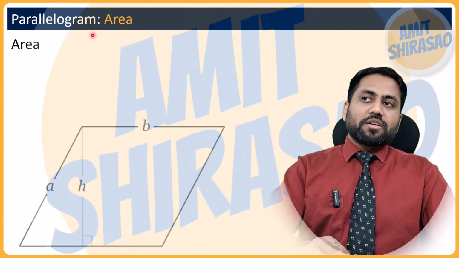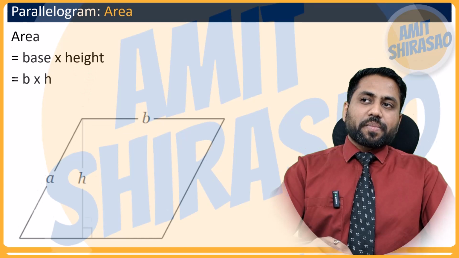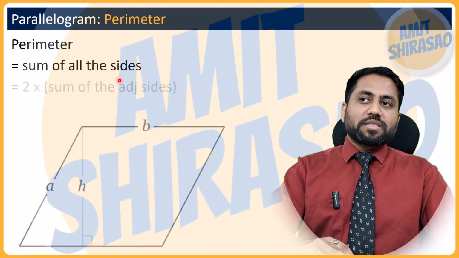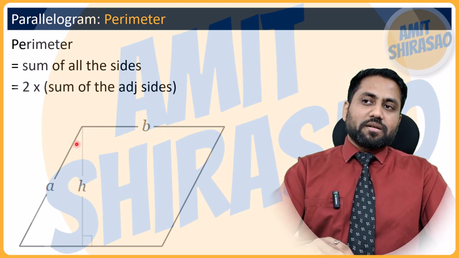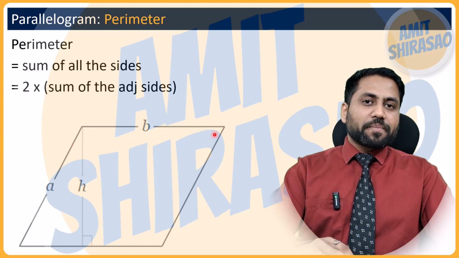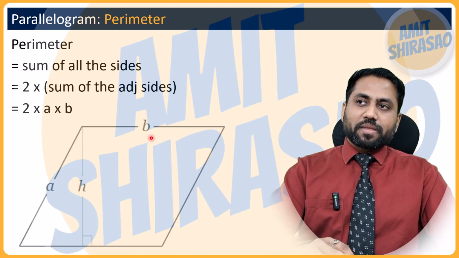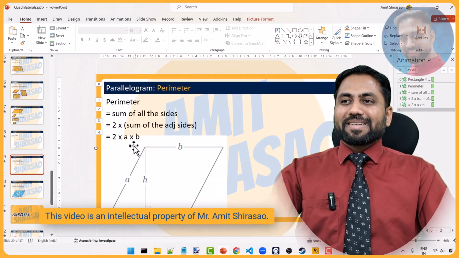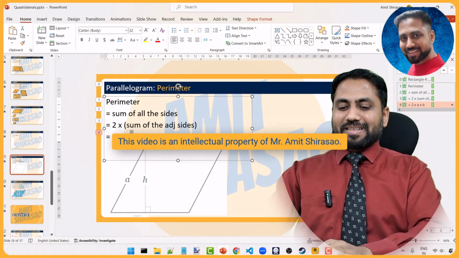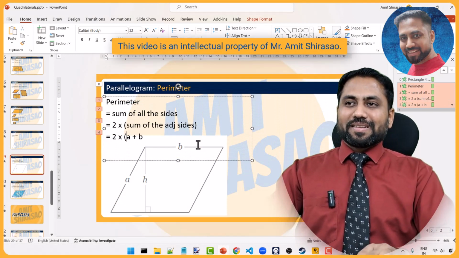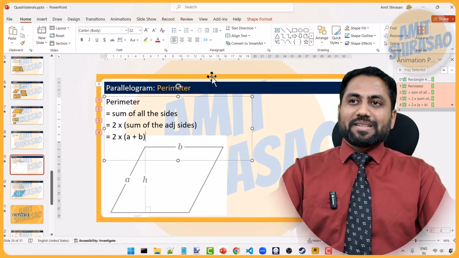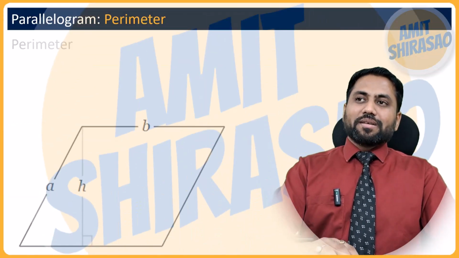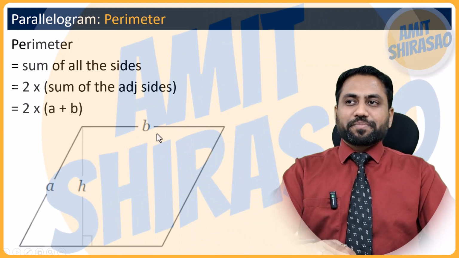What is the area of a parallelogram? It is base into height. What is the perimeter of a parallelogram? It is the sum of all the sides. So it is twice (a plus b). I've made a mistake there, my bad. Okay, so this is the perimeter, twice (a plus b).